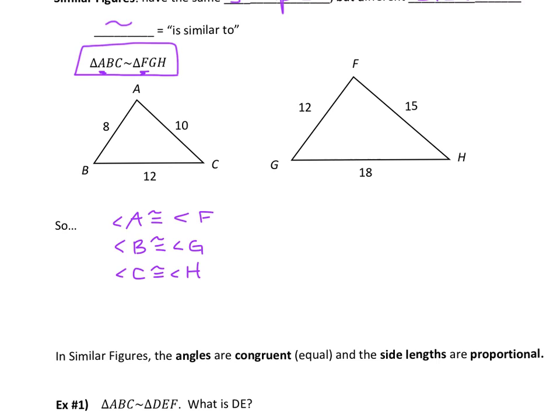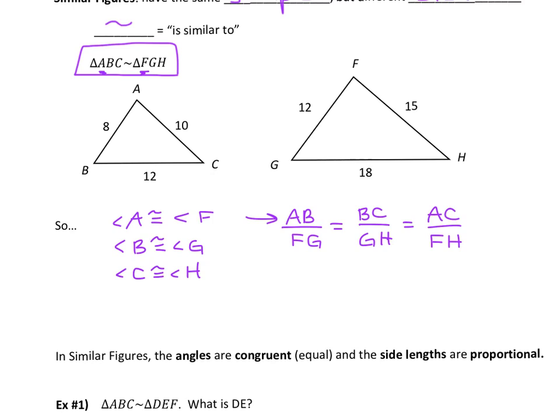So basically what we're saying here is that the length of AB over the length of FG will be equal to, now go back to your first triangle. If I say BC, what do I need to put that over in the second triangle? GH. Okay, and then go back to the first triangle again, and it would be AC over what? Over FH.